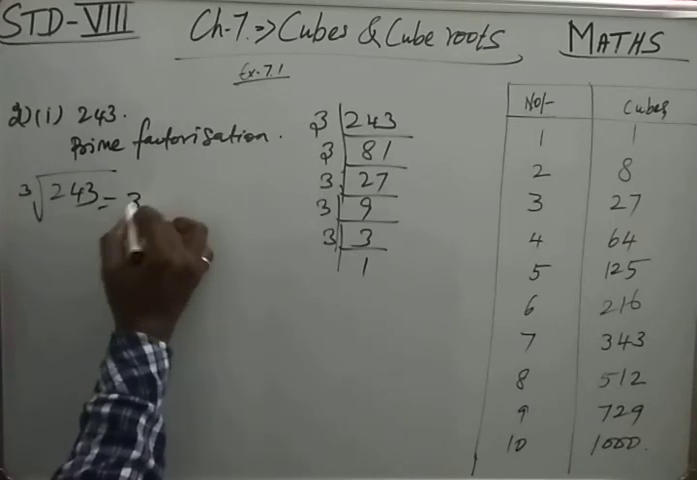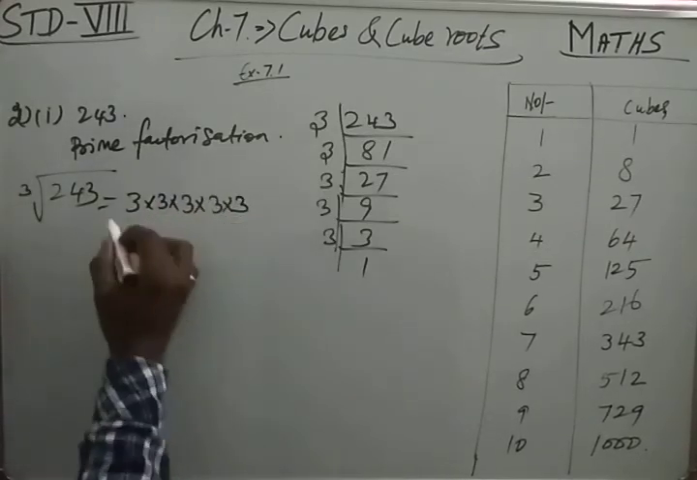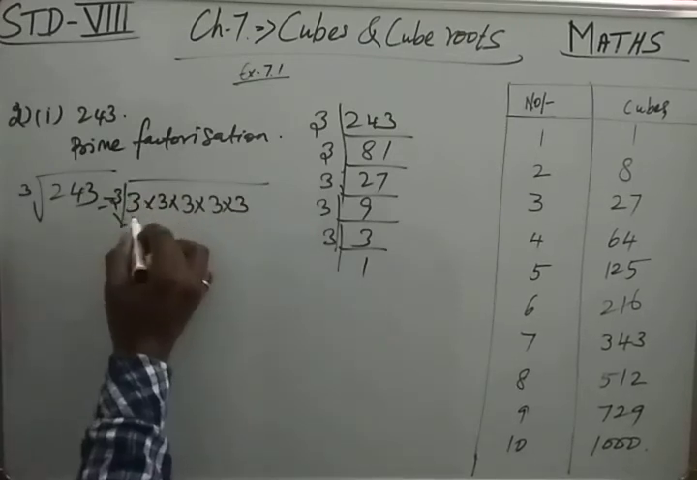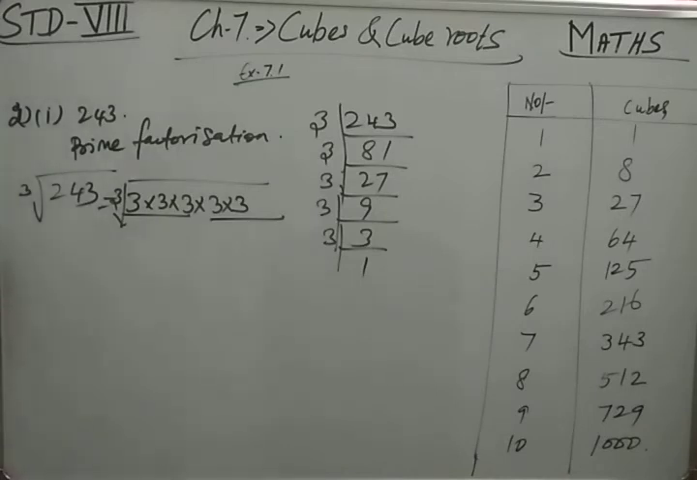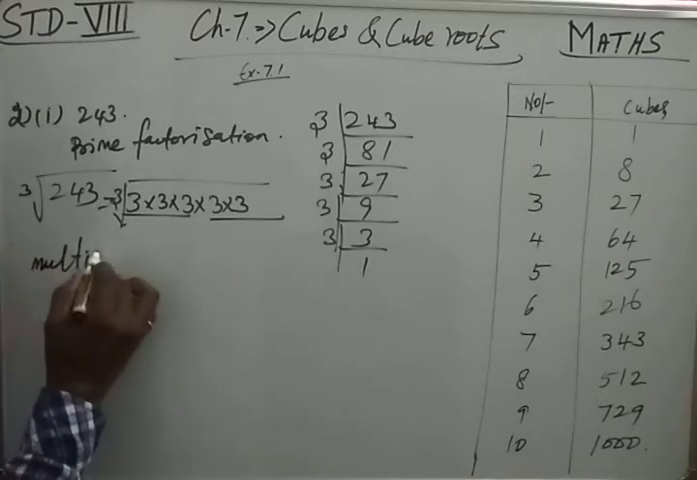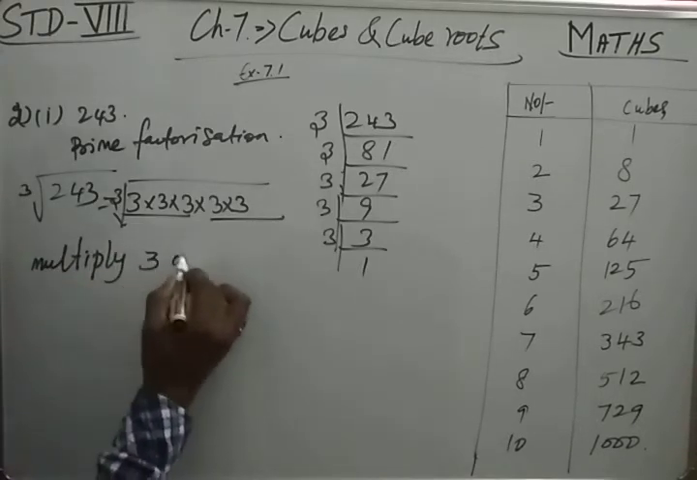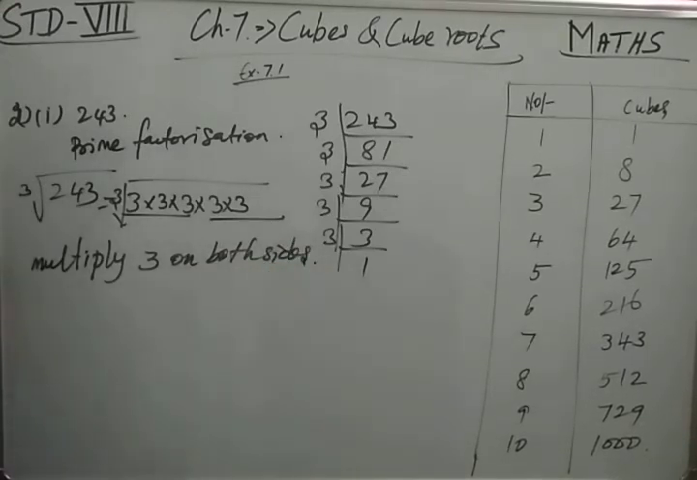So now you take 243 in the cubic term. We will take 3 multiply by 3 multiply by 3 multiply by 3 multiply by 3 in the cubic form. When you take 3 value here, 2 value only is there. We need to add one more value. So what we can say that we need to multiply both sides. Multiply 3 on both sides.